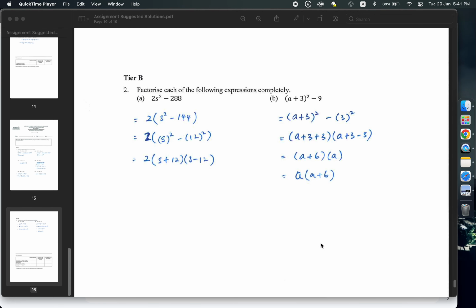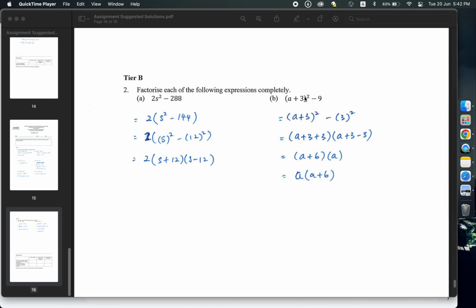Here is more practice using the special identity, especially the third one. Over here, the first thing we do is extract out the common factor 2. We have s squared minus 144 after we put the 2 outside the bracket. Now s squared minus 144, 144 is 12 squared. So we end up with 2 times s plus 12 times s minus 12.